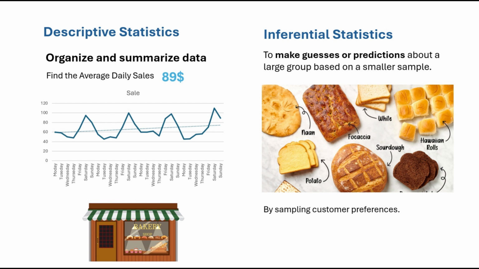Inferential statistics goes one step further. It uses a smaller sample to make guesses or predictions about a larger group. For example, the bakery may ask some customers what type of bread they prefer. Based on their answers, the bakery can predict which breads most customers may want to buy. So, descriptive statistics summarizes what happened, while inferential statistics helps predict what may happen next. Both are useful because they help businesses understand past performance and make better decisions for the future.